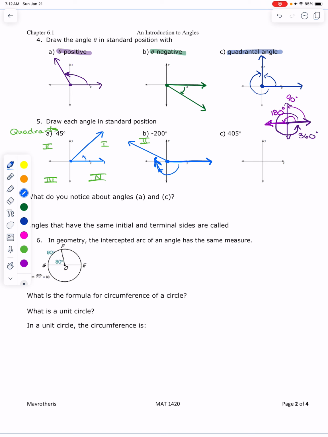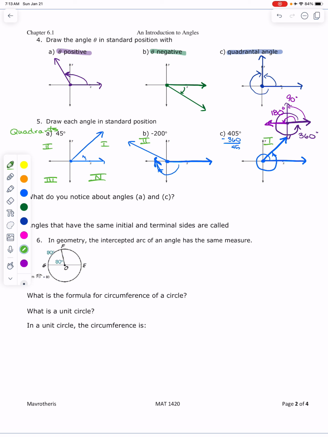Our last angle, 405 degrees. Again, it's positive. I know once around is 360. So I'm going to go all the way around, and then I'm going to come back up for an additional 45 degrees. So again, we end up with an angle in quadrant 1.